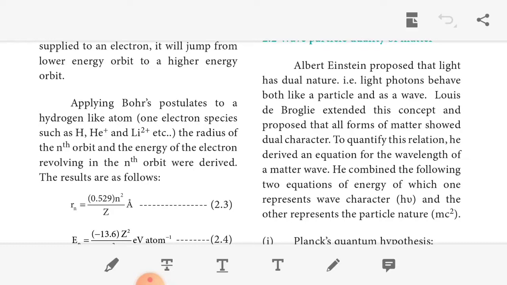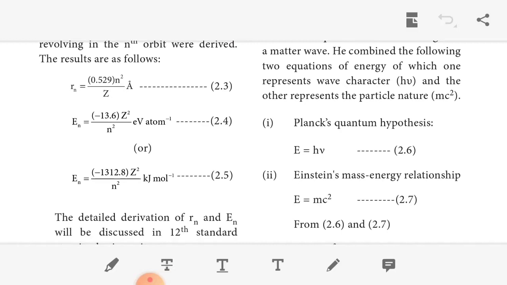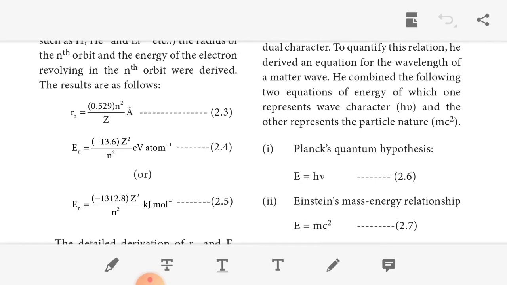The radius of the nth orbit and the energy of the electron revolving in the nth orbit were derived. The result is r equals 0.529 n square divided by Z angstrom, whereas the energy En equals minus 13.6 Z square by n square eV, that is electron volt per atom. Or En equals minus 1312.8 divided by n square Z square kilojoules per mole. The detailed derivation of r and En, that is the radius and the energy, will be discussed in the 12th standard atomic physics unit. This is the Bohr atom model.